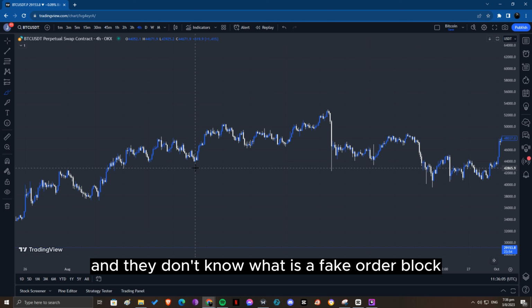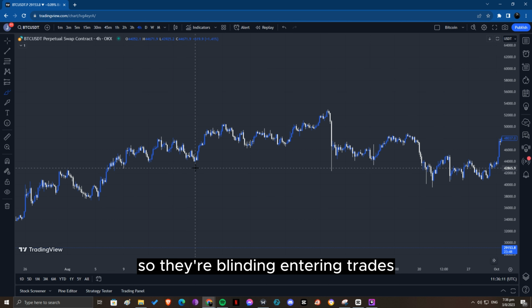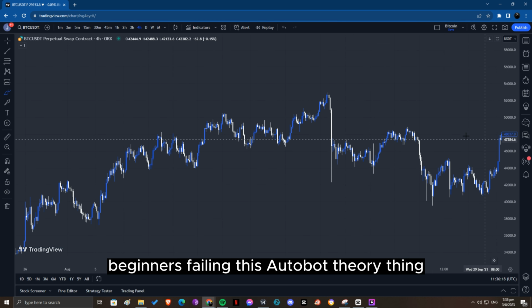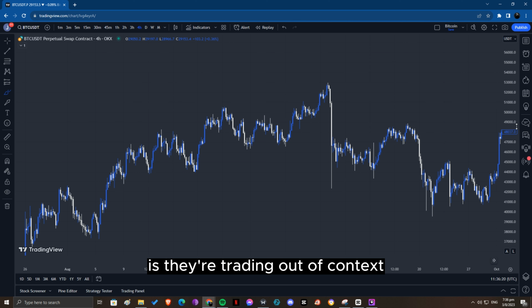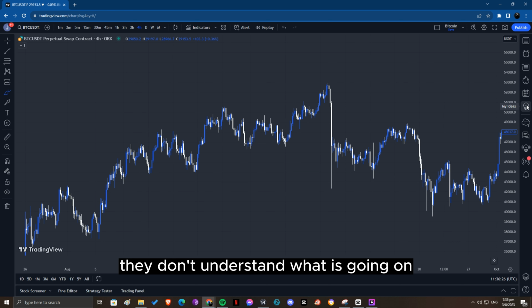And they don't know what is a fake order block. Fake order blocks are a byproduct of poor context. So they're blindly entering trades because they just see order blocks, but they don't know the context. The main biggest factor of beginners failing this order block theory is they're trading out of context. If you boil it down to every single thing, it's lack of context. They don't understand what is going on.